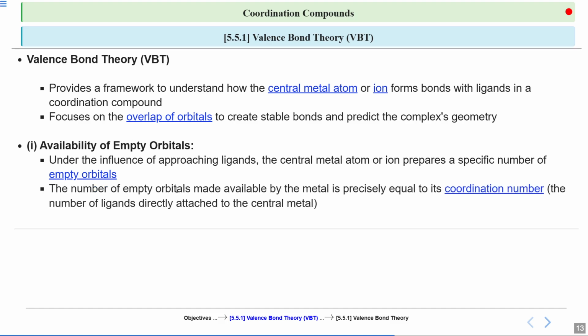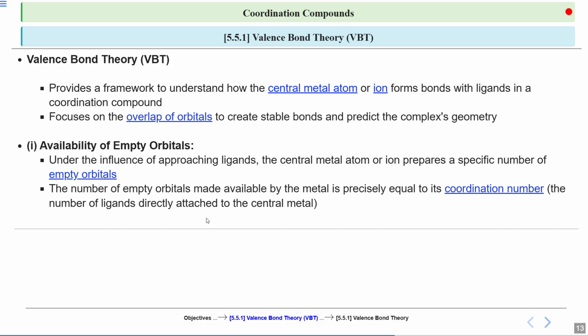The number of empty orbitals made available by the metal is precisely equal to its coordination number. Now here is this concept that the central metal atom is going to prepare itself for providing the empty orbitals for the approaching ligands toward itself, right? Now what will be that number of empty orbitals that will be made available by the metal? This is precisely equal to the coordination number of the metal. That means the number of ligands that are directly attached to the central metal.